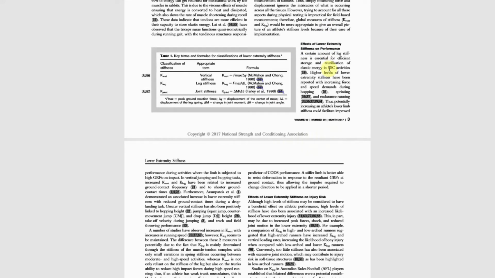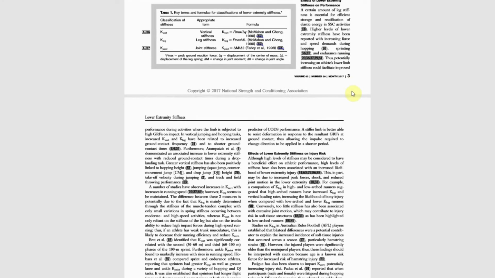What did we find then from the literature in regards to performance? Well, high levels of stiffness were associated with shorter ground contact times during sprinting, change of direction, jumping and hopping tasks. Furthermore, increased lower extremity stiffness related to increased hopping and jumping height, and it was also shown to enhance takeoff velocity during jumping, as well as improving track and field throwing performance.